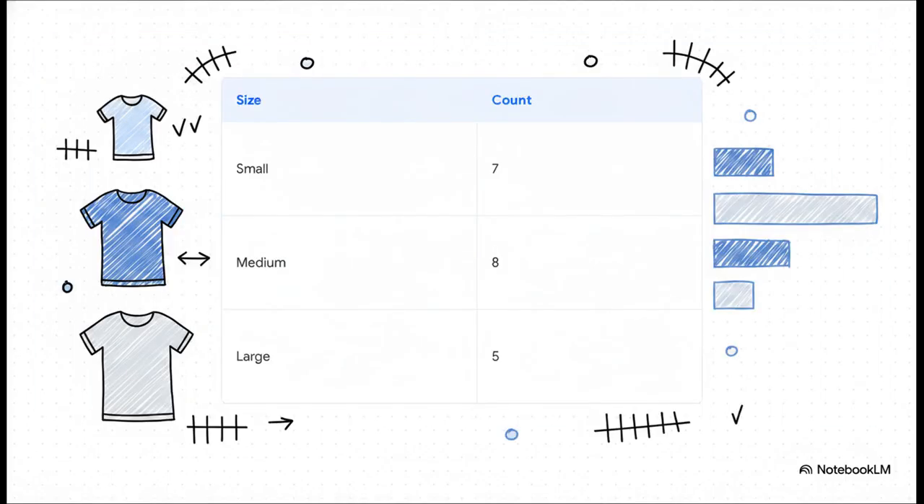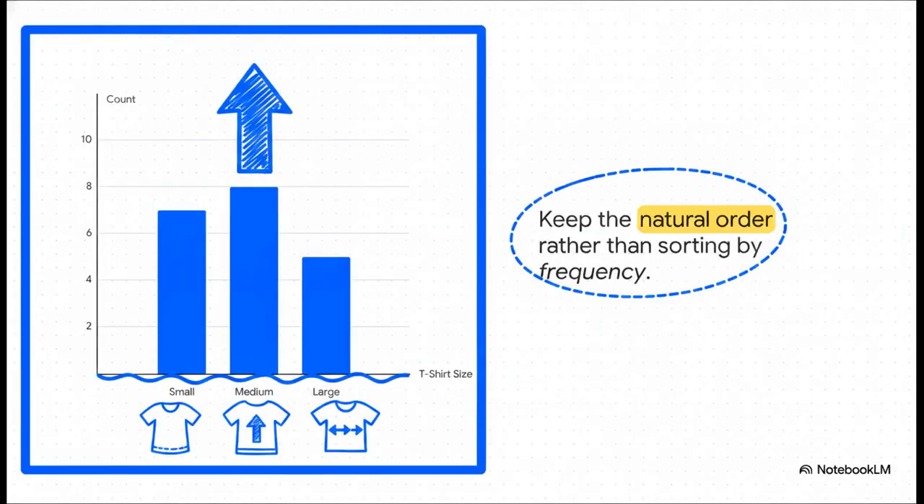To see this in action, let's look at our final input dataset. We just have a simple tally of 20 students and their requested t-shirt sizes. 7 students ordered small, 8 ordered medium, and 5 ordered large. Now, notice something a bit different here. The absolute tallest bar is actually sitting right in the middle. Even though medium has the highest count at 8, we did not sort this into a Pareto chart. We kept small first, medium second, and large last. Why? To strictly respect the natural, logical progression of the sizes.